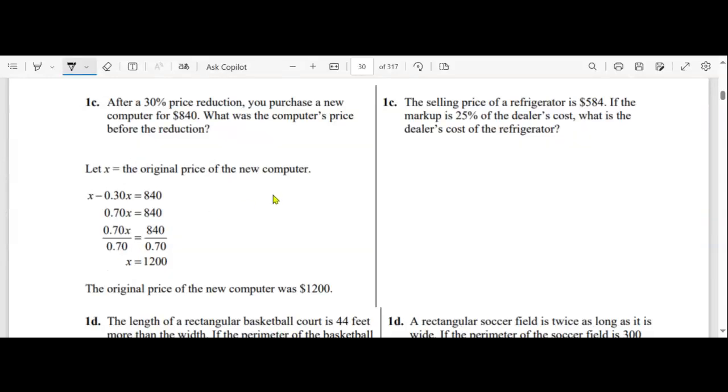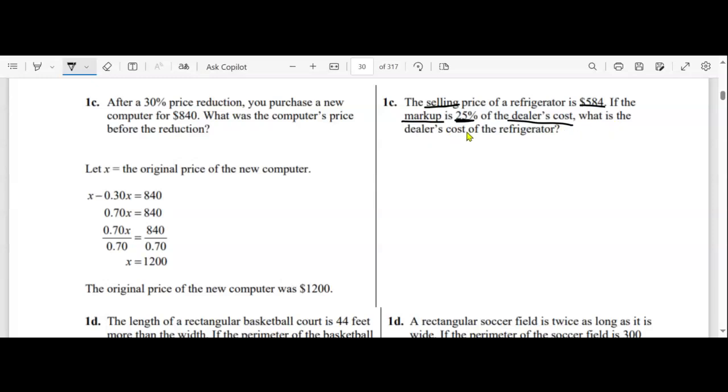Very good. What does selling price mean? The price of the sale, right? Okay. How much is it here? 584. If the markup, what does markup mean? Markup is good, or bad. For the seller it is good because you are increasing the price. How much is he going to put as markup? 25% of the cost, right?